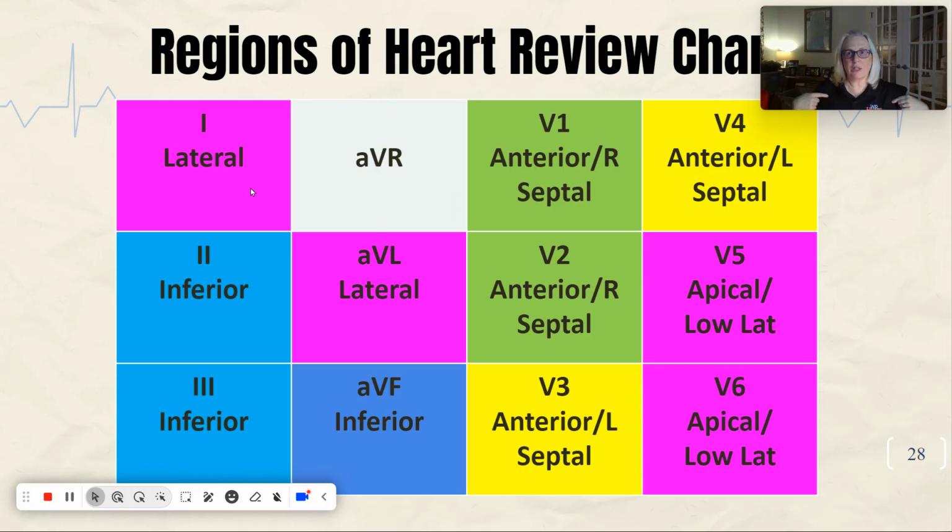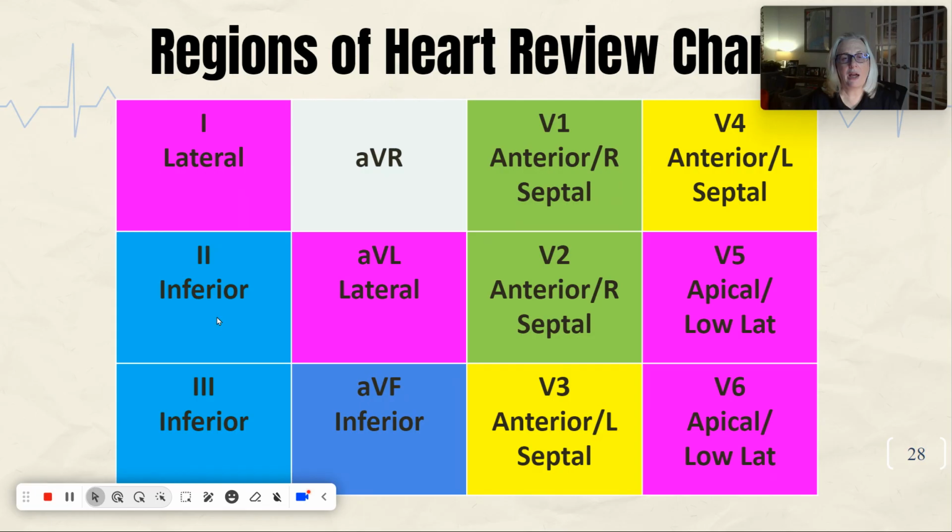So anything across the top of the heart, like that circumflex, is going to be affected in that region. So if I saw changes in lead 1 and AVL, in both of those, then we have some sort of problem happening in the lateral region of the heart. Same with 2, 3, and AVF. These are all together as well. 2 and 3 and AVF all land at the left foot. So that is inferior. So down below the heart, it's picking up things like in the LAD, way down below.